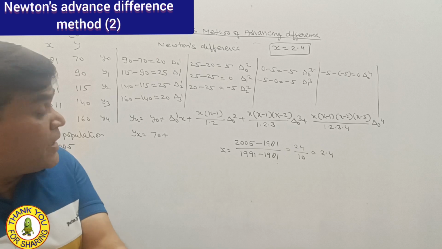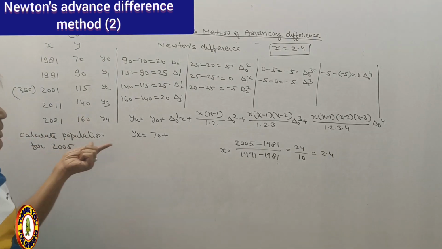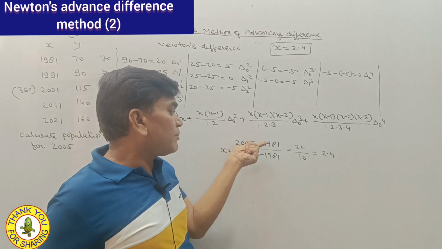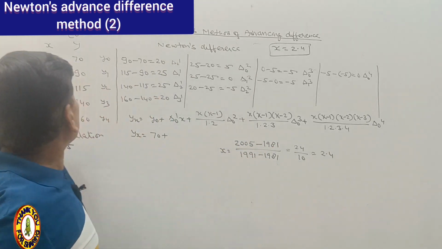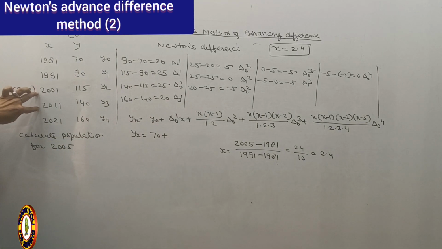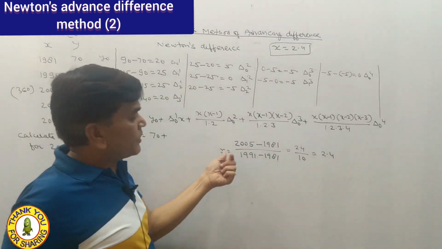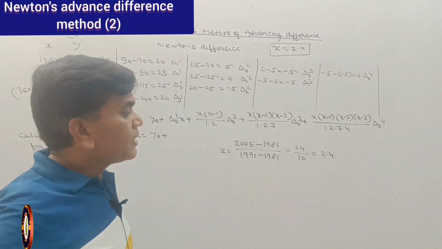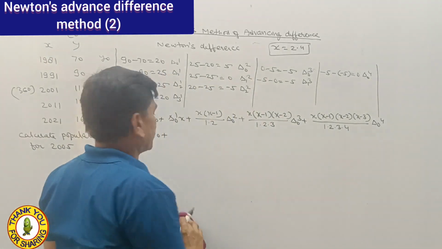So here, if the year is given and we have to calculate the population for 2005, it is the interpolation year minus the origin year divided by the difference of the two years. The difference may be 10 years, this also 10 years, this also, any difference we can have. So this is the value of x, that is 2.4. How to calculate it? No problem at all. Now you can understand.